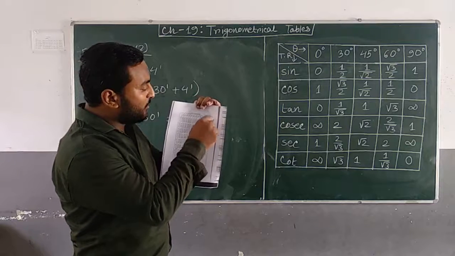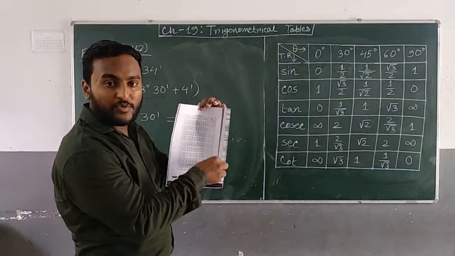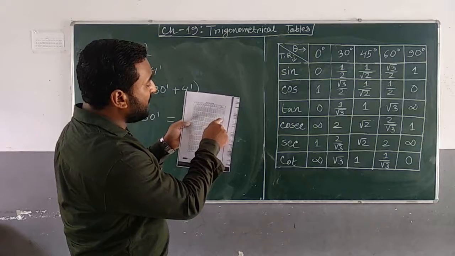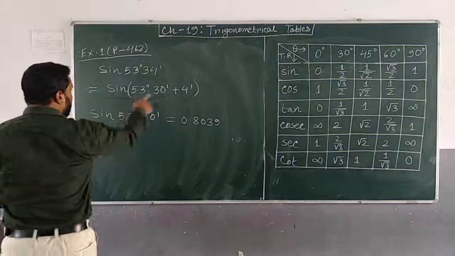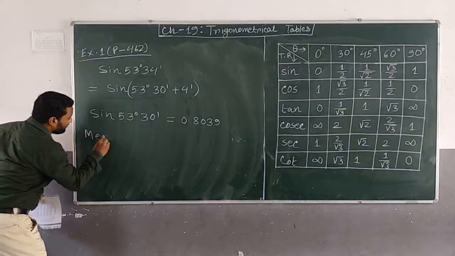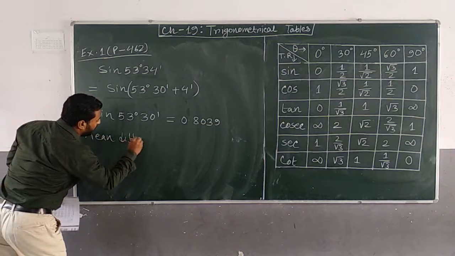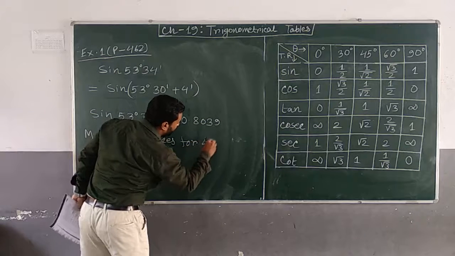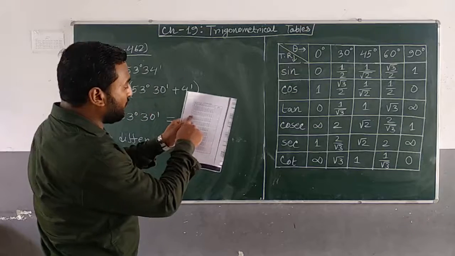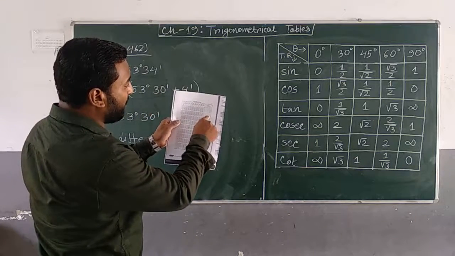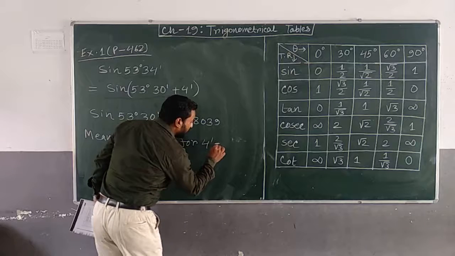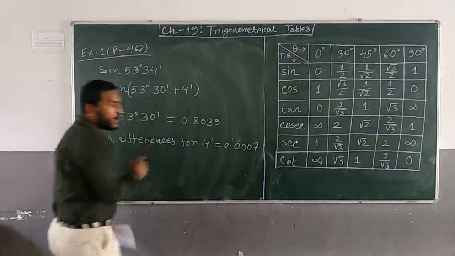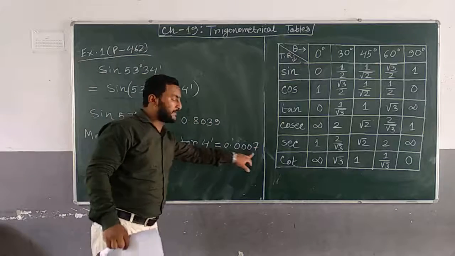So in the mean differences column we have to see the 4 minute column. The 53 degree row and 4 minute column gives 7. So the value of mean differences for 4 minutes is 7, and I have told that 7 can be written as 0.0007. In this form you have to write, with 4 decimal places.